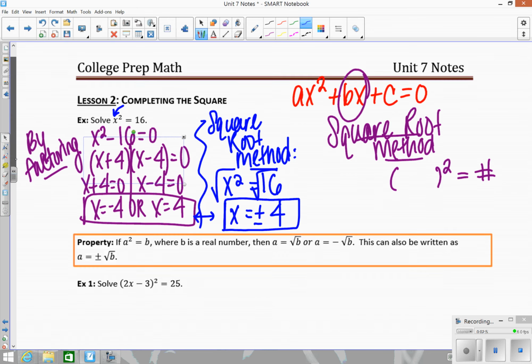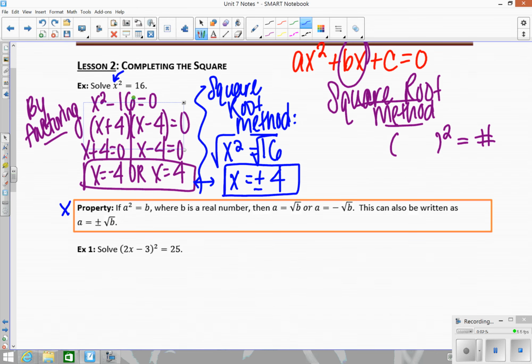So the square root method uses this property down here that whenever you have a squared equals b, b is some real number, then a is going to equal the square root of b, and a is going to equal the negative square root of b. So essentially a equals plus or minus the square root of b, because you don't know if a was a negative number or a positive number to start, and both positive and negative would satisfy the original equation.